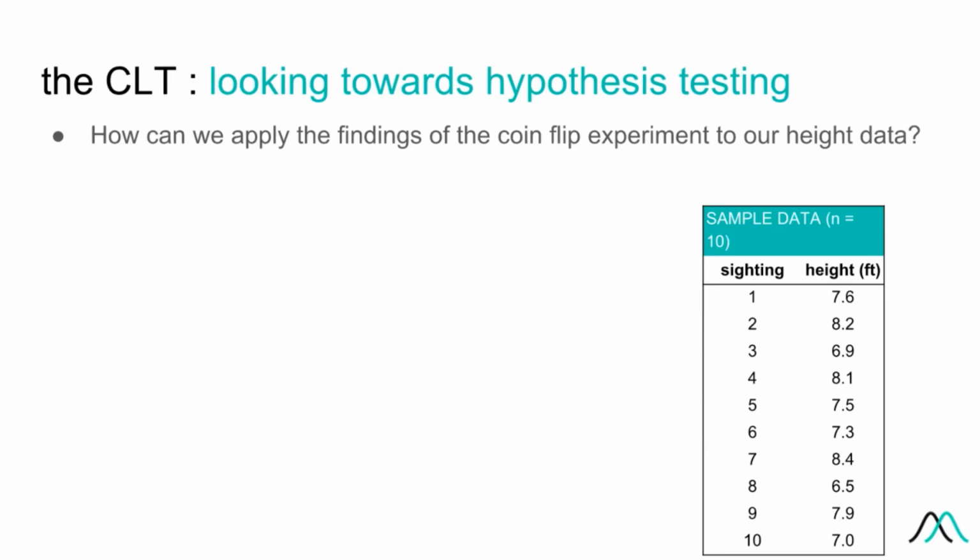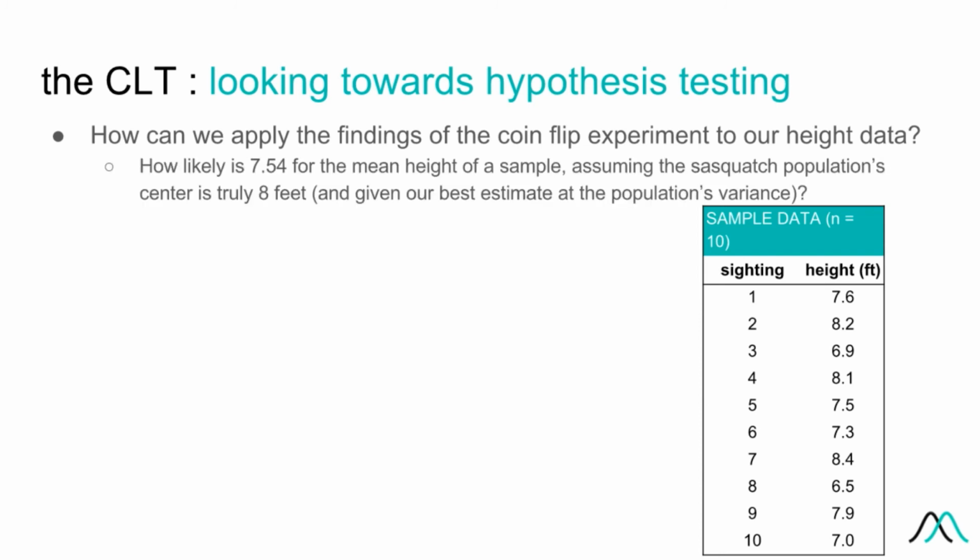To get back to the main question of this series then, how does what we've learned about the Central Limit Theorem apply when it comes to finding the true mean height of Sasquatches? Well, it would help us to calculate how likely a sample mean of 7.54 feet was, assuming the mean population height really was 8 feet. So to finally bring it all together and answer this one, check out the next video where we'll walk through hypothesis testing and practice some of the fuller logic of this type of inferential statistics.